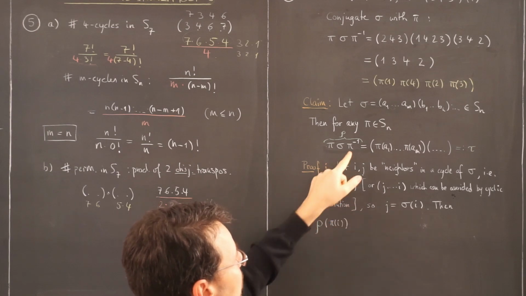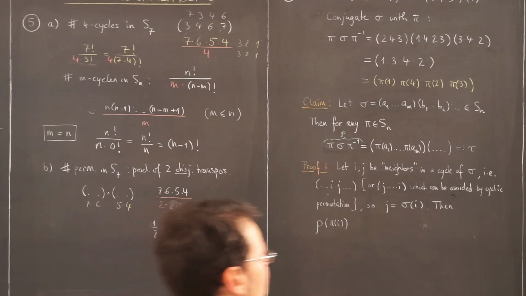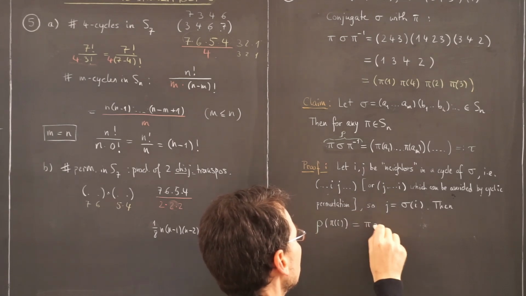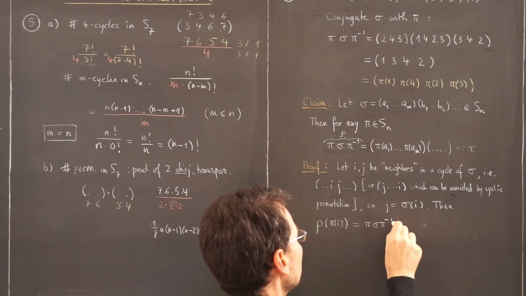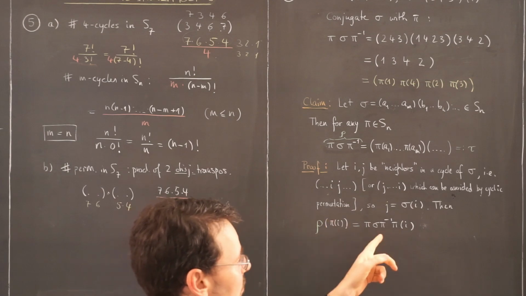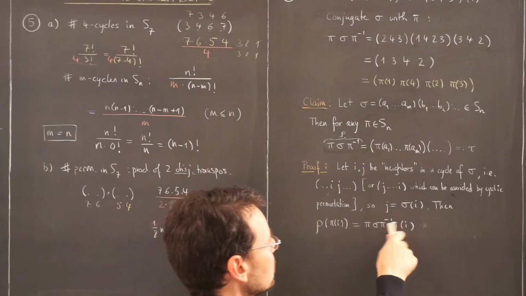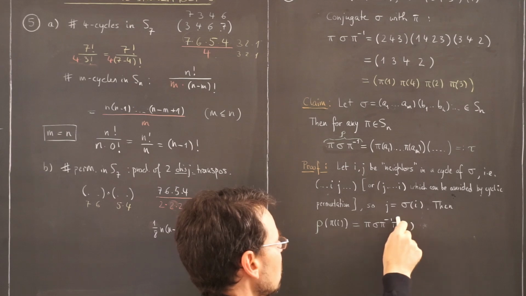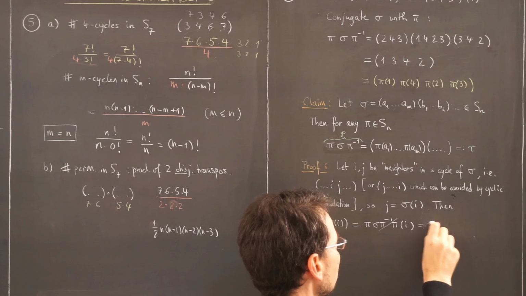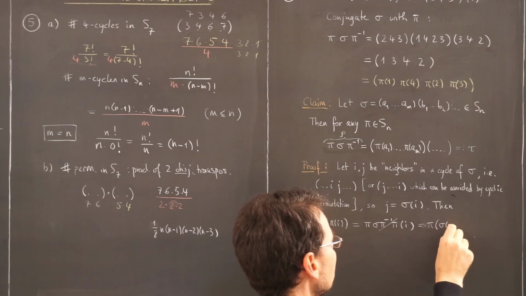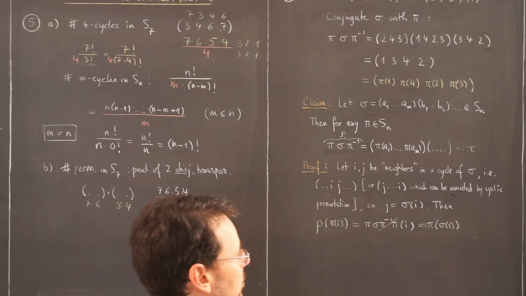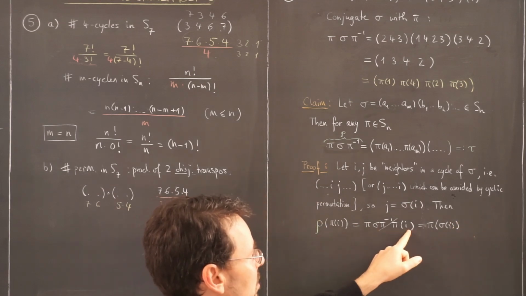Why? Because here we have pi inverse. So if we spell that out, this is pi sigma pi inverse pi of I. By associativity, I do not have to worry about parentheses. So here, these two cancel because they are the identity. So I end up with pi of sigma of I. All right? Pi of sigma of I.